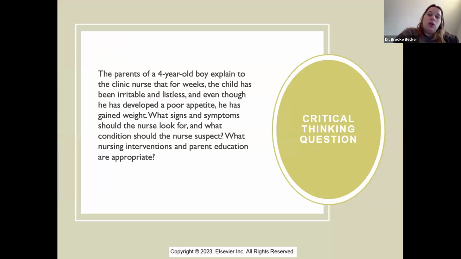Okay, so the parents of a 4-year-old boy explained to the clinic nurse that for weeks the child has been irritable and listless, and he has even developed a poor appetite. He's gained weight. What signs and symptoms should the nurse look for, and what would you expect? So let's start with what symptoms they're reporting, and kind of what's being suggested that this kid may have.